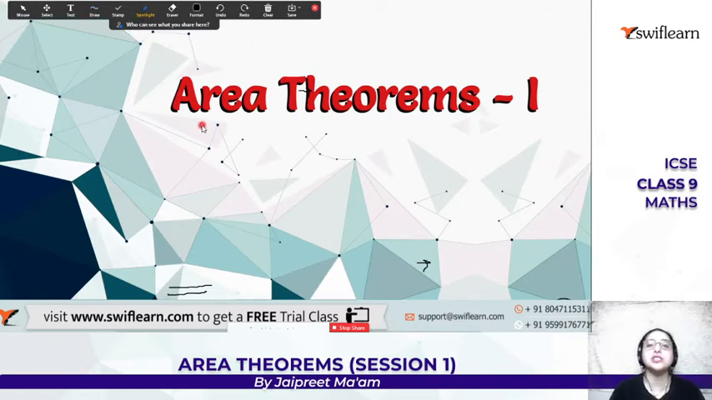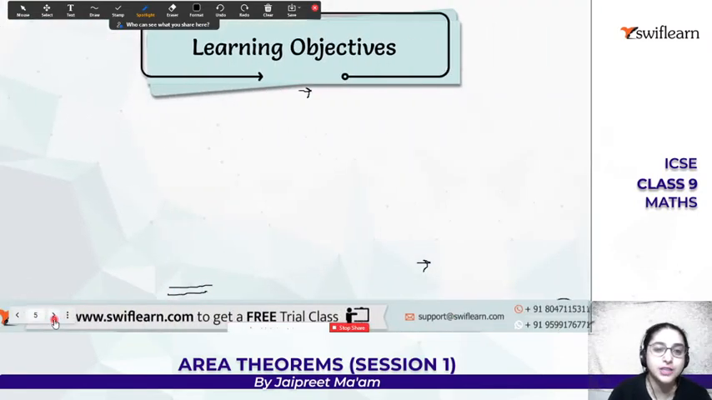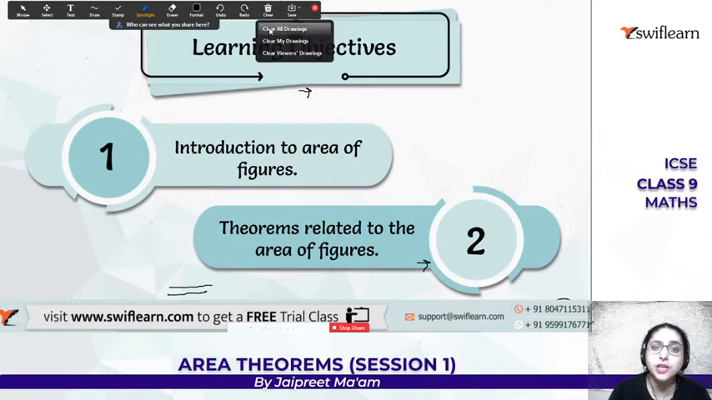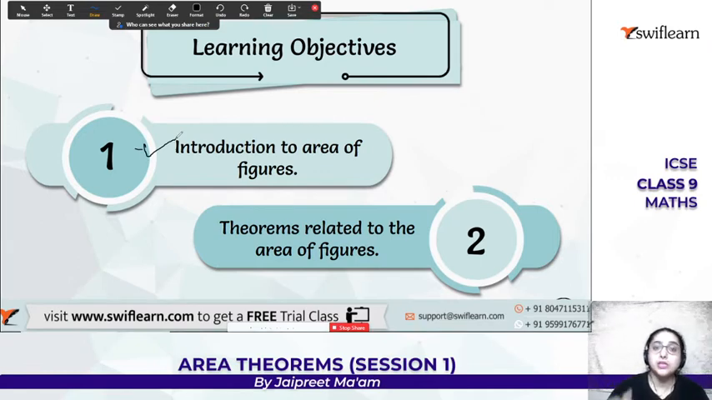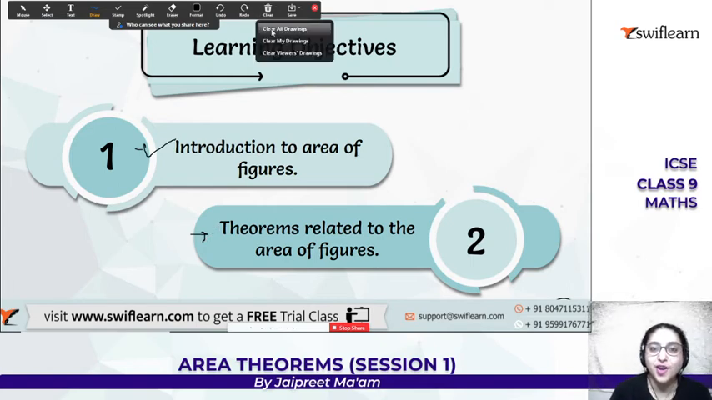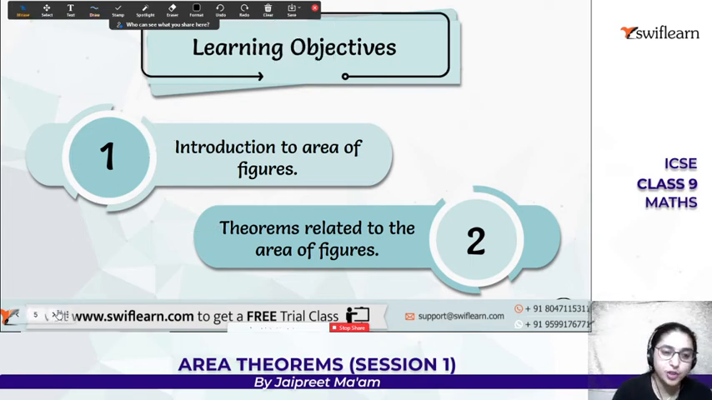Today we are going to start a grade 9 topic, and the topic is area theorems. Here we are going to discuss the area theorems, a very important topic of grade 9. So let's begin and see what we are going to learn today in the class. Today we are going to learn two very important things. First of all, we will learn what is area, how to find the area of different polygons or quadrilaterals, and what the theorems related to the different figures are. Okay, so let's begin. It's going to be very interesting.